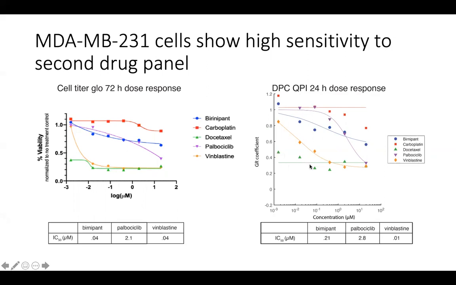And so while the curve fitting is not exactly the same, and maybe the experiments can be improved just a little bit in order to get better correlation between the measured IC50s, qualitatively, the dose response curves look very, very remarkably similar.